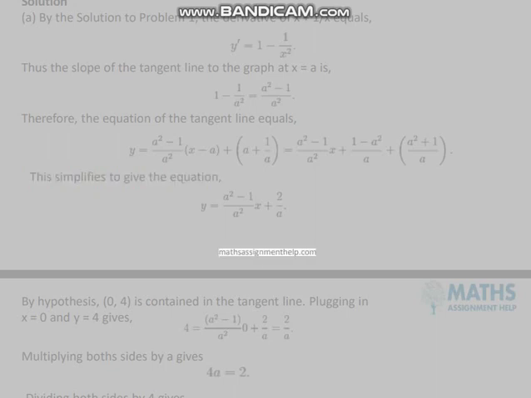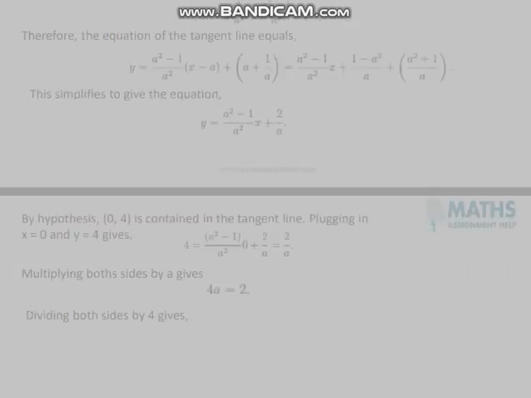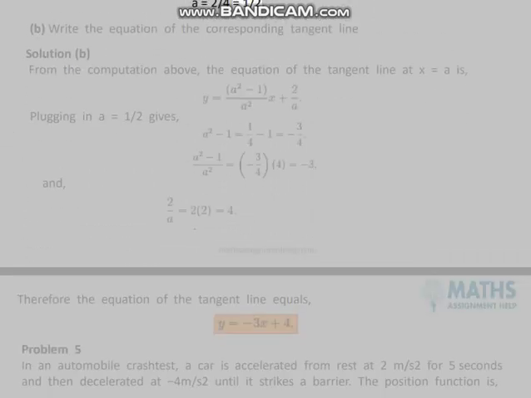By hypothesis, (0, 4) is contained in the tangent line. Plugging in x equals 0 and y equals 4 gives, multiplying both sides by a gives, dividing both sides by 4 gives, a equals 2/4 equals 1/2.